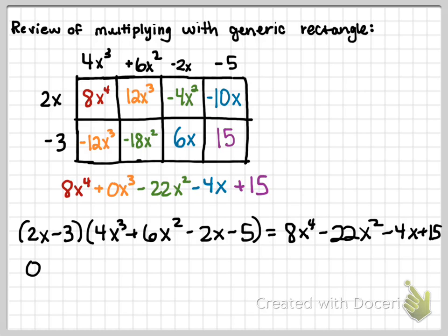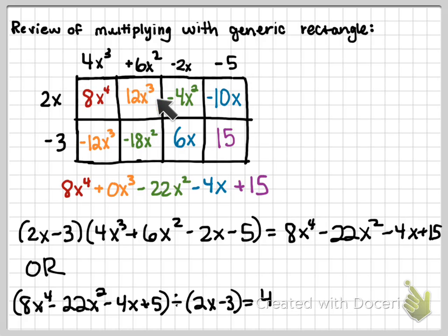Think about this like I'm dividing 2x minus 3 from both sides of this equation. I could think about it this way. If I start at the bottom and divide by this side, this 2x minus 3, I would get what's on the top. I would get this 4x cubed plus 6x squared minus 2x minus 5. Now keep that in mind because we're going to use something that looks a lot like a generic rectangle when we start dividing polynomials. Okay, so let's do some Polydoku.